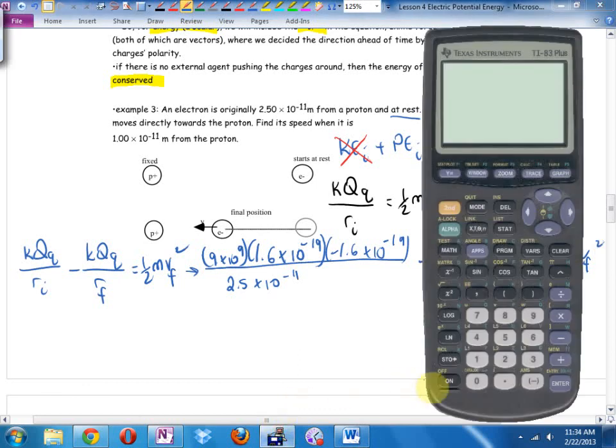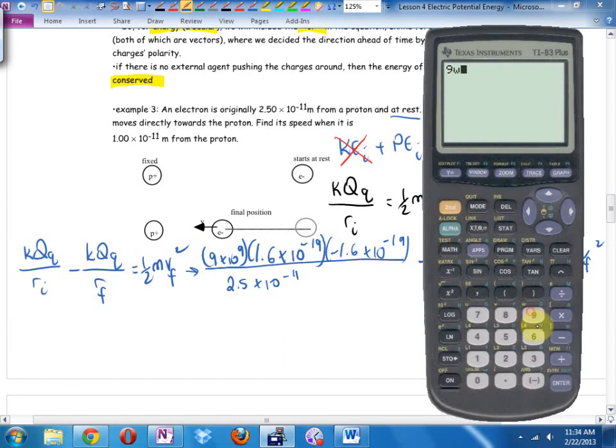So typing in the first one, I'm going to get 9 times 10 to the 9th times 1.6 times 10 to the negative 19 times negative 1.6 times 10 to the negative 19 divided by 2.5 times 10 to the negative 11. So my initial potential energy, I get negative 9.216 times 10 to the negative 18.